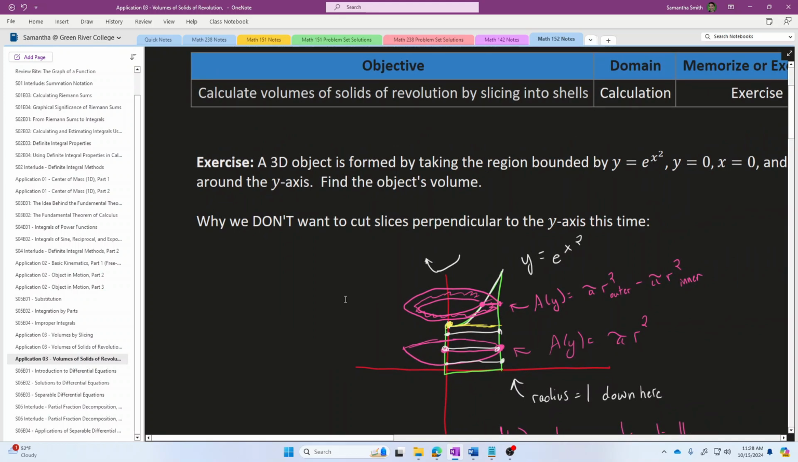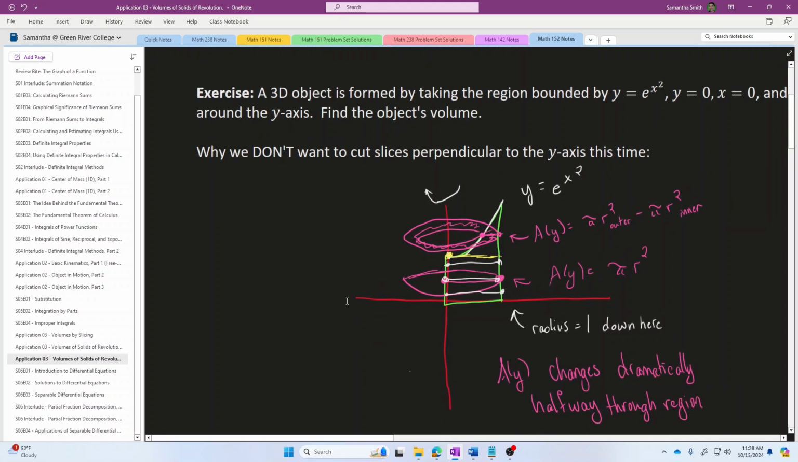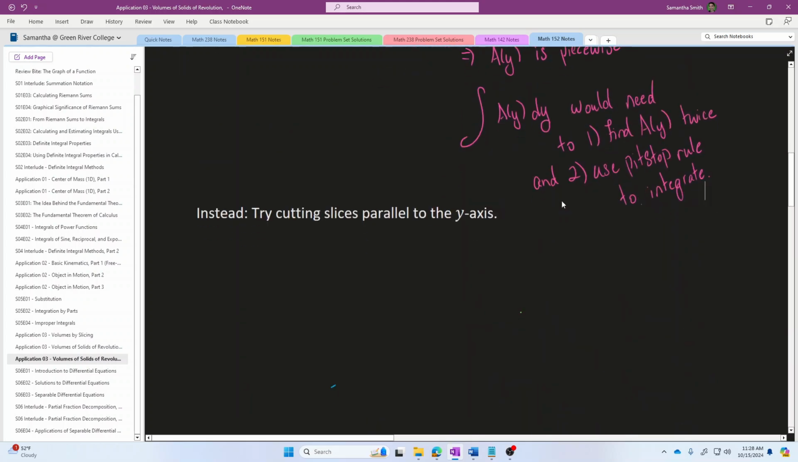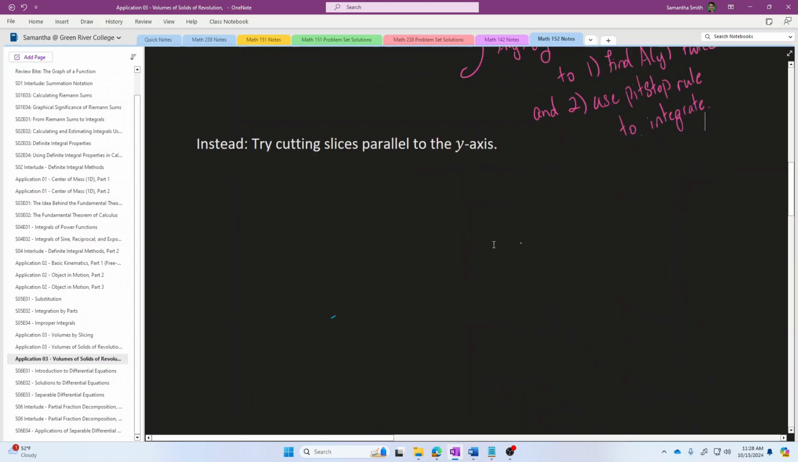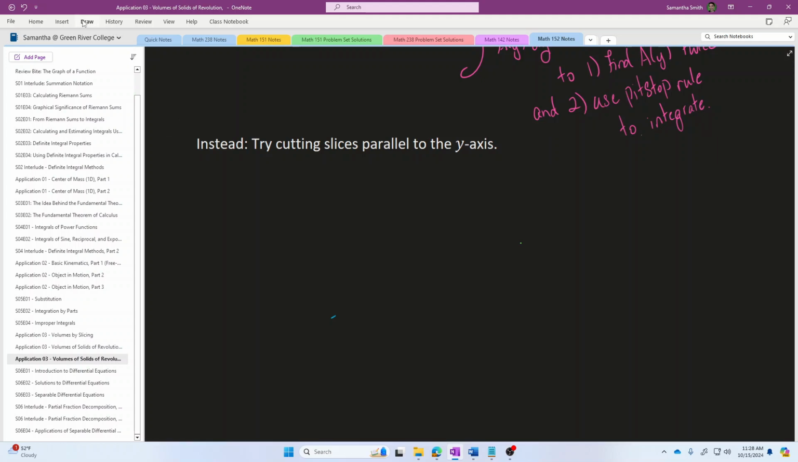Now, the thing that I'm going to do differently is that instead of cutting the slices in this particular way, perpendicular to the y-axis, I'm going to try and cut the slices in the opposite direction, and I'm going to try and cut a slice into this region that's vertical. I'm going to cut a slice that is parallel to the axis around which I am spinning this object. And let's see what happens geometrically when those slices are spun around the y-axis.